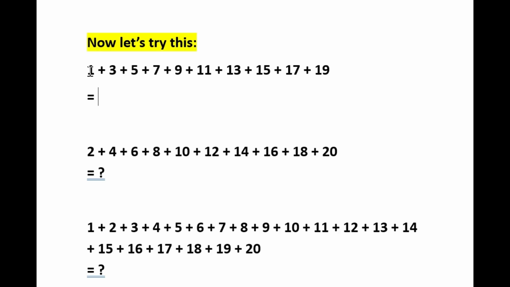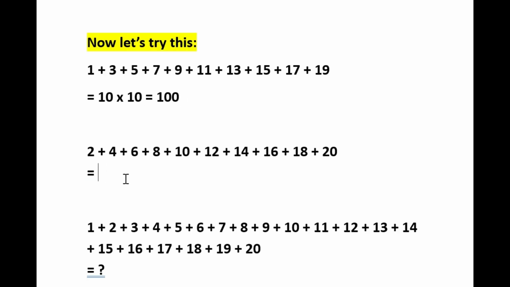Okay, so here the simple way to find the answer is just to count how many numbers there are. If I start from 1 to 19, these are 10 odd numbers, starting from 1 and all the consecutive odd numbers. So the trick is very simple: multiply 10 into 10, which is 100. You just need to count how many odd numbers we are adding starting from 1, and they have to be consecutive odd numbers, and just multiply that number by itself, make a square of that number. So 10 into 10, 100.